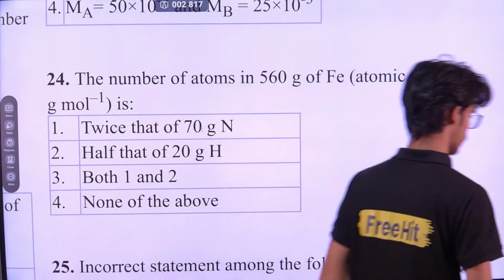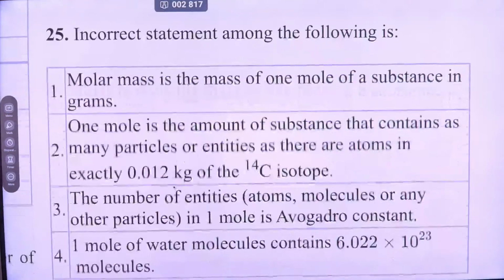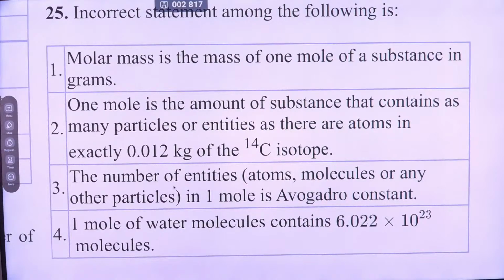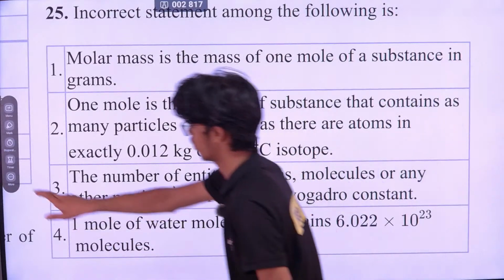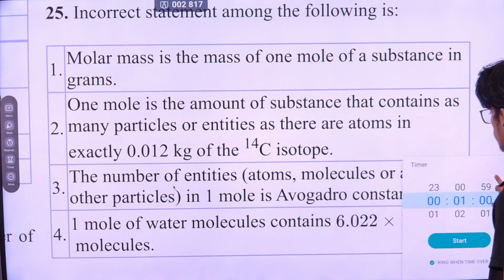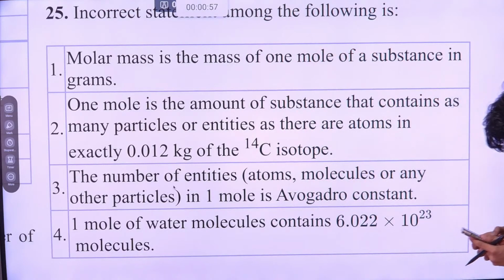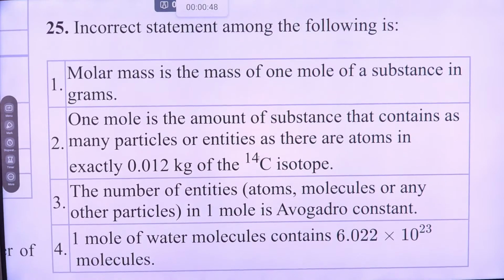Now let's go on to the next problem. Okay. Incorrect statement among the following is, tell me the incorrect statement among the following. Oh, I don't have some space in here, right? I will start the timer, okay, timer is being there, 1 minute. 25, tell me what is the answer for 25. Incorrect statement you have to find.